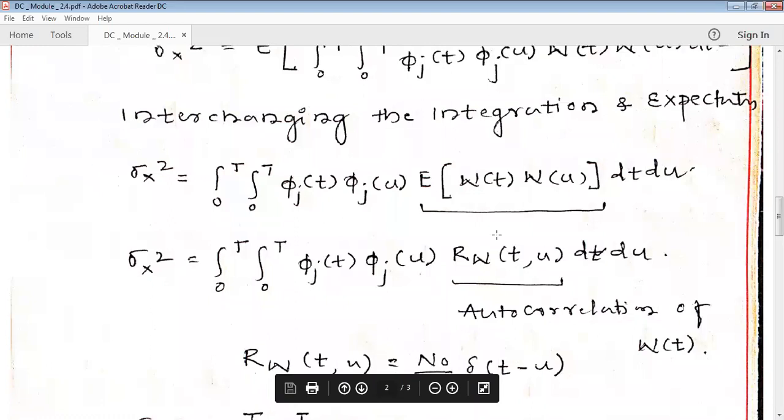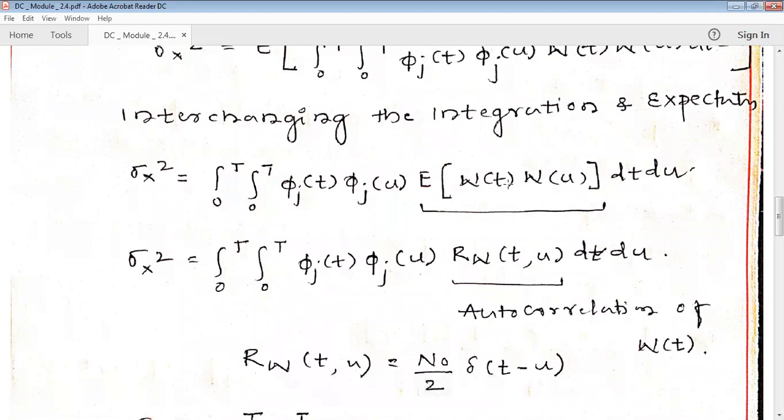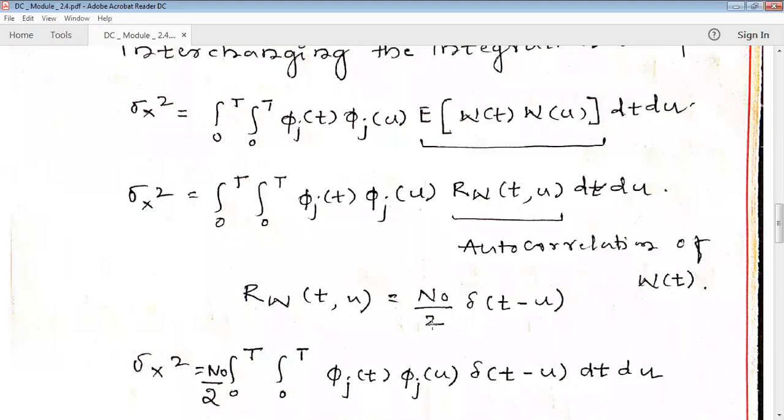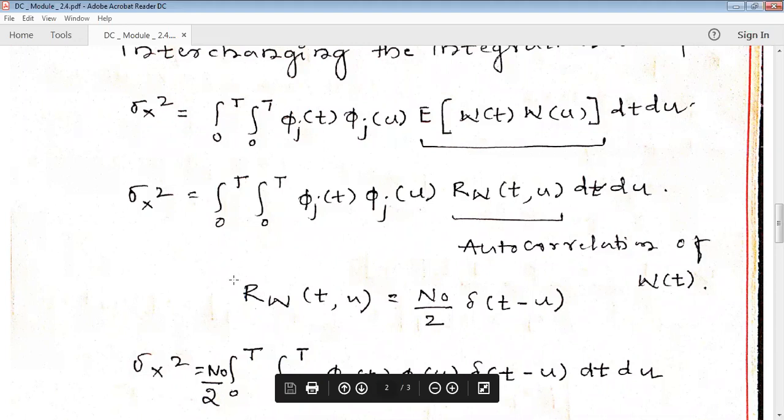And we know that the expectation of the random process W of t with respect to two different arguments is considered as the autocorrelation of W, and mathematically it is denoted as Rw of t comma u. R is the autocorrelation of the random noise signal W with respect to the two arguments t comma u, and its value is N0 by 2, because the power spectral density and this autocorrelation function are Fourier transform pairs.